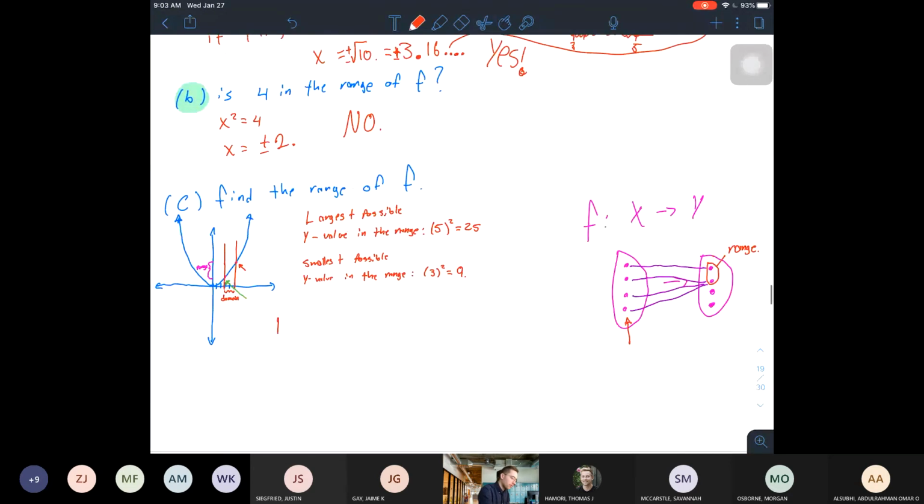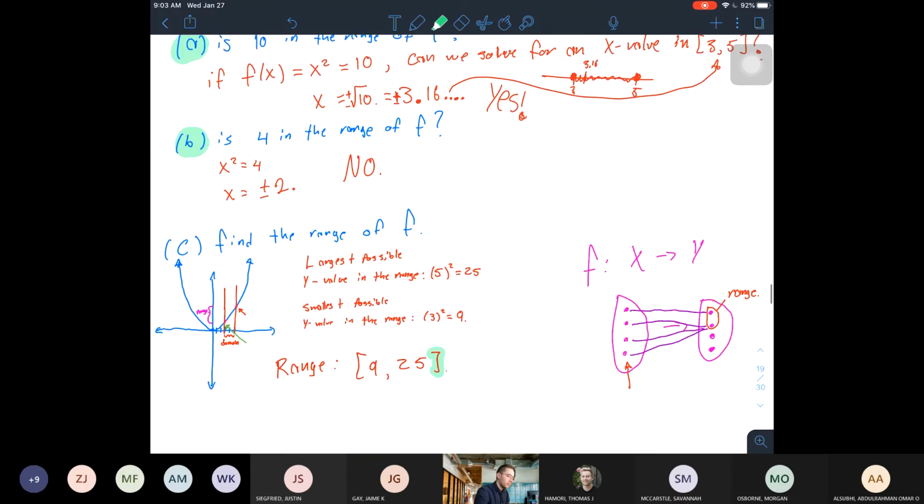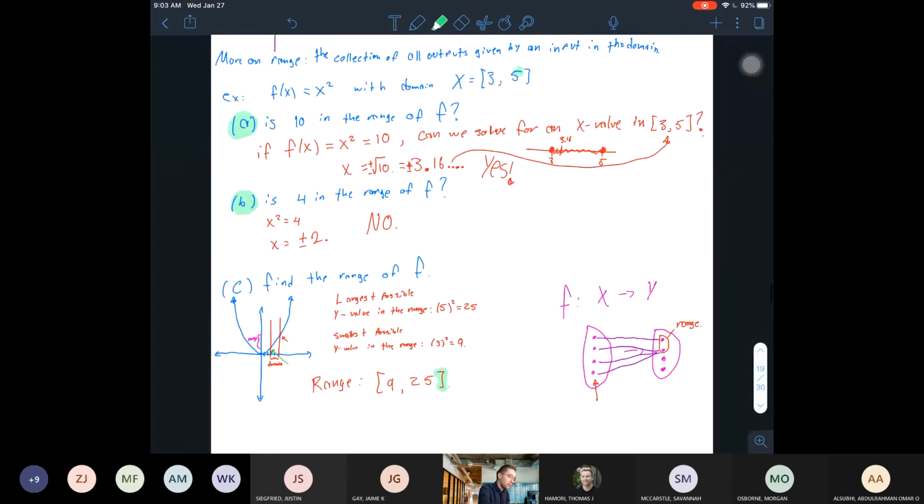So the range of f is going to be given by [9, 25]. I use the brackets here on 25 because I know there is a value 5, which is included in the domain, remember, such that 25 will get hit. Again, I include 9 for the same reason.